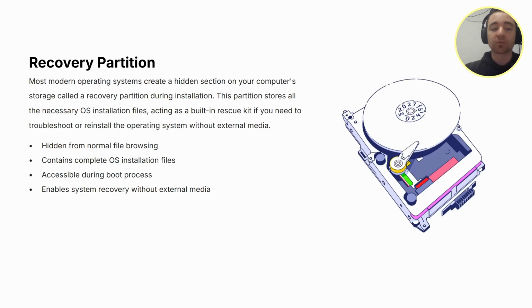The final one is a recovery partition. This is where you have a small slice of the pie, a small partition on your drive that is designed to be a recovery partition. What is a recovery partition? Well, it stores all the necessary operating system installation files, acting as a built-in rescue kit. So if something goes wrong and you need to troubleshoot or reinstall the operating system without any external media, you can just go to that recovery partition of your hard drive and reinstall that OS from there. All right, so that's what a recovery partition is. You're trying to do a recovery, a rescue mission.